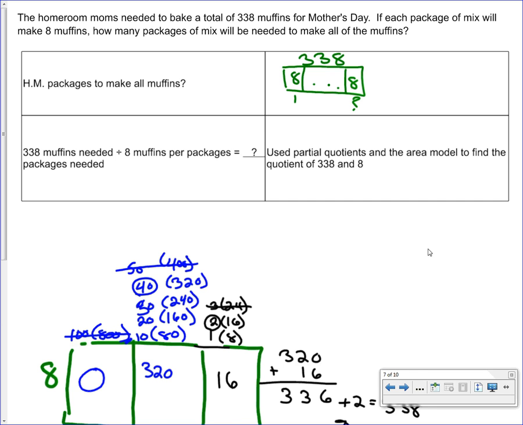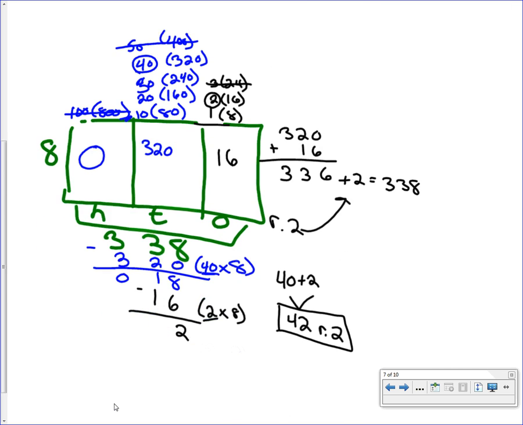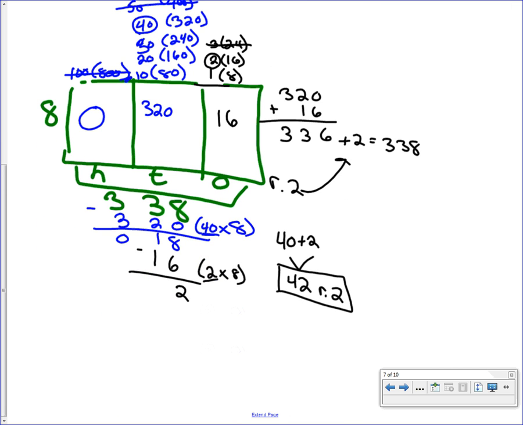Well, if it's going to be 42 with a remainder of 2, let's talk about what that remainder of 2 means. The remainder of 2 means that I'm going to need to get another package. And here's how I know. If I do 42 times 8, 42 packages times 8 per package, let's see what we get.